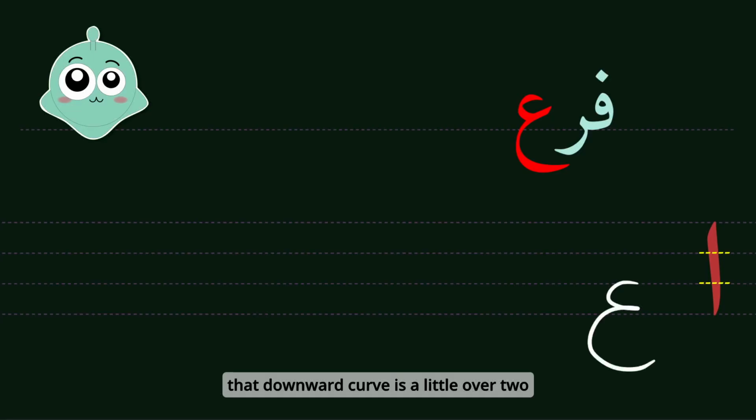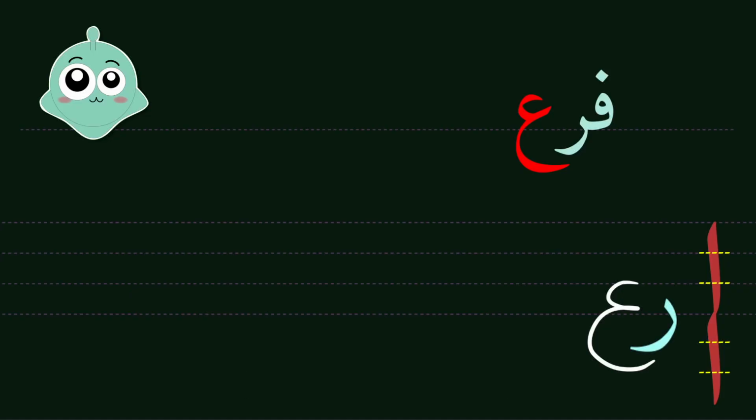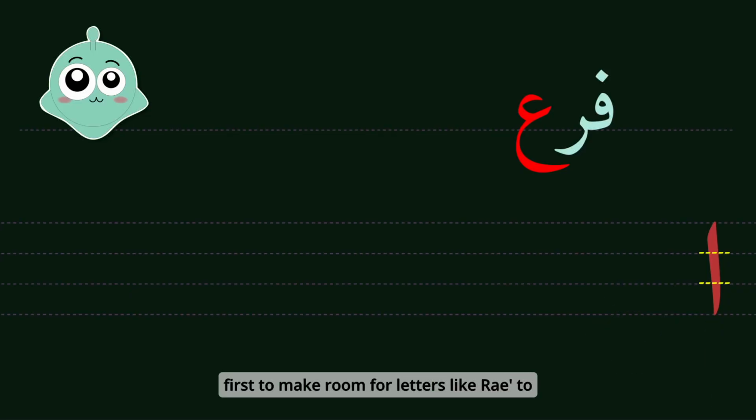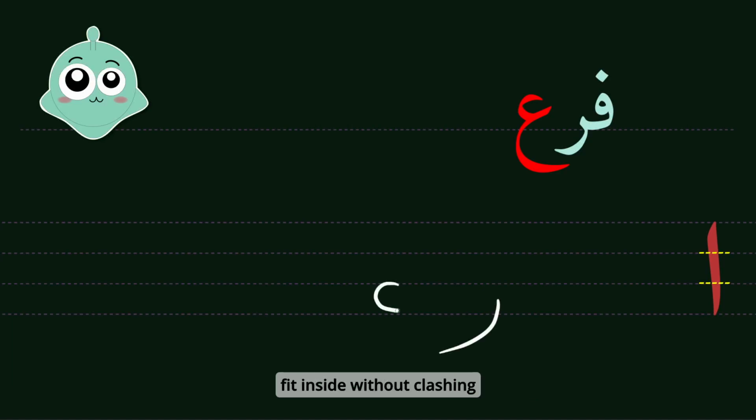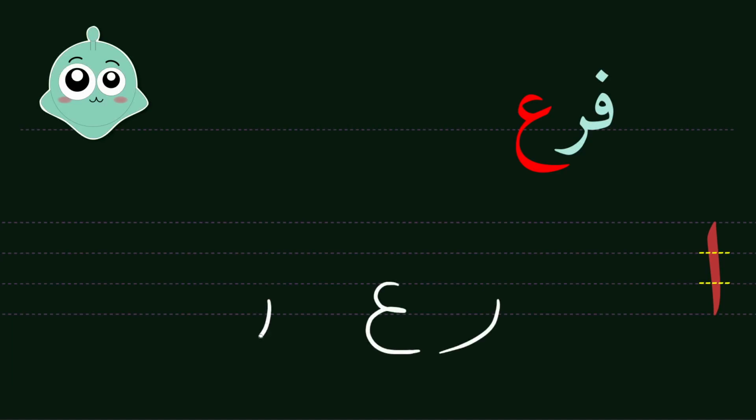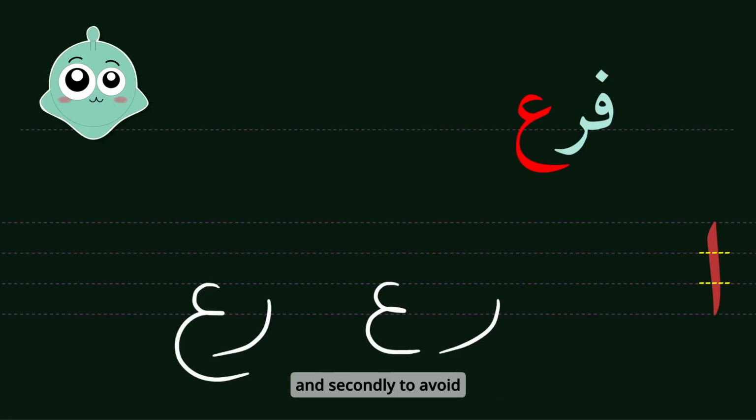That downward curve is a little over 2/3 of the alif stick, deeper than Ra, for 2 reasons. First, to make room for letters like Ra to fit inside without clashing. And secondly, to avoid awkward spacing between letters.